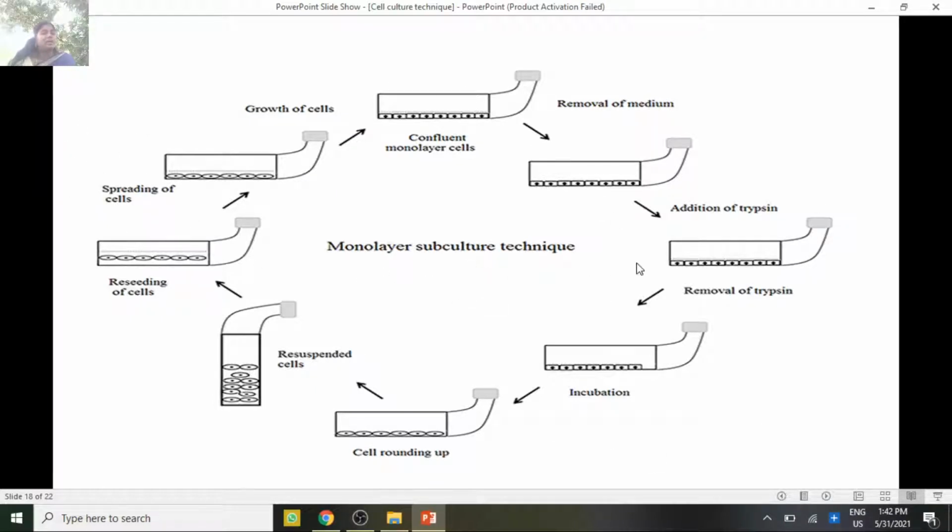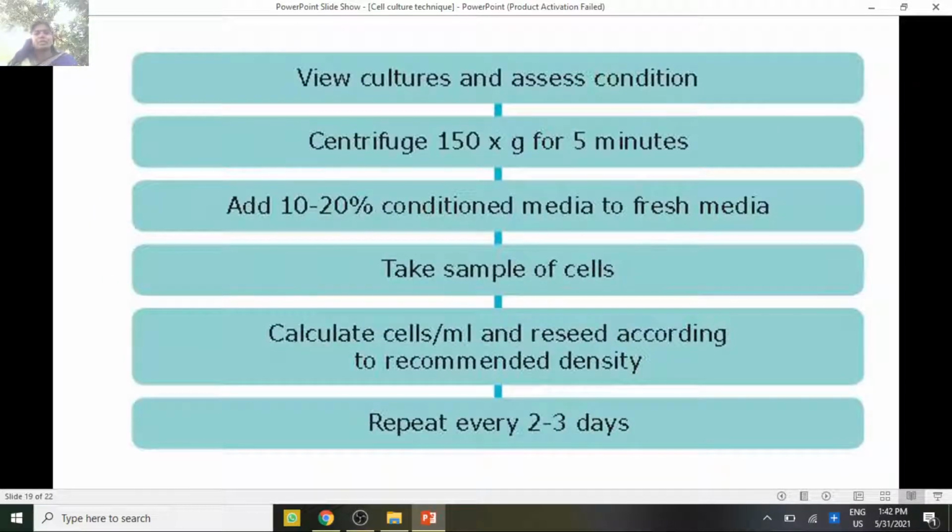After primary cell culture, when you get a monolayer of cells, you can again get single cells for subculturing by this technique. The monolayer is treated with trypsin, you incubate it, and you get single cells. So you can go for one more round of passage. This is how we can subculture the cells.